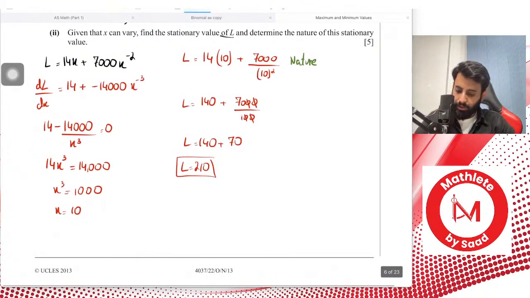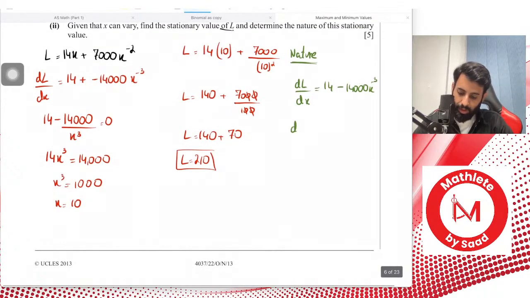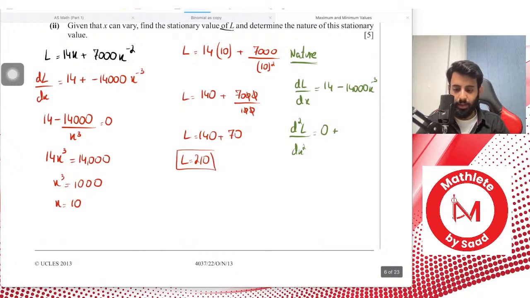Yep, we double differentiate. So for nature, we're going to double differentiate. We already have what dL upon dx is. dL upon dx is 14 minus 14,000 x to the power minus 3. So d squared L over dx squared is equal to 0, minus minus becomes plus, so 14,000 into 3. 14,000 times 3 is positive 42,000 x to the power minus 4.